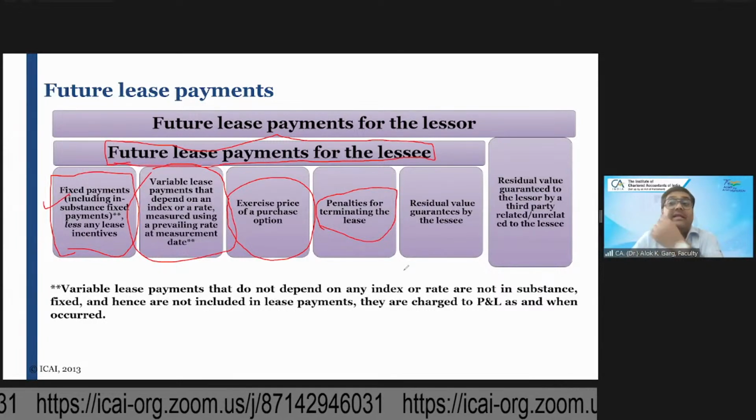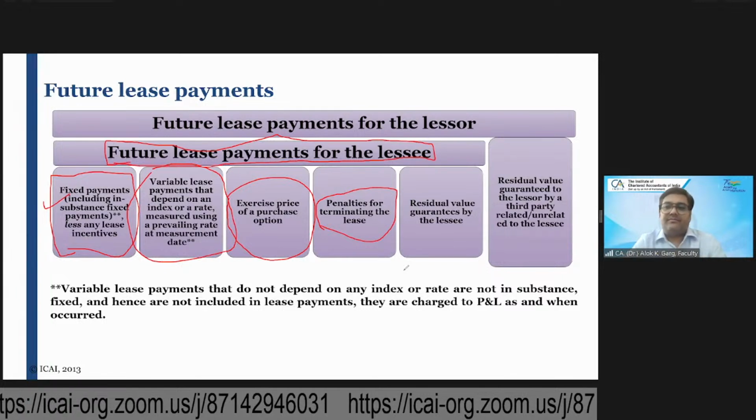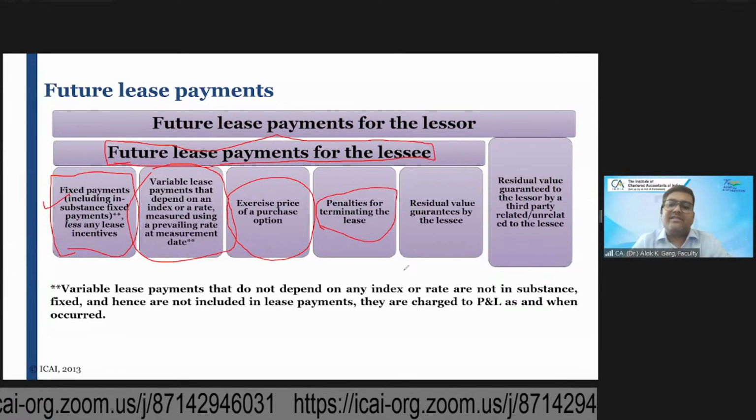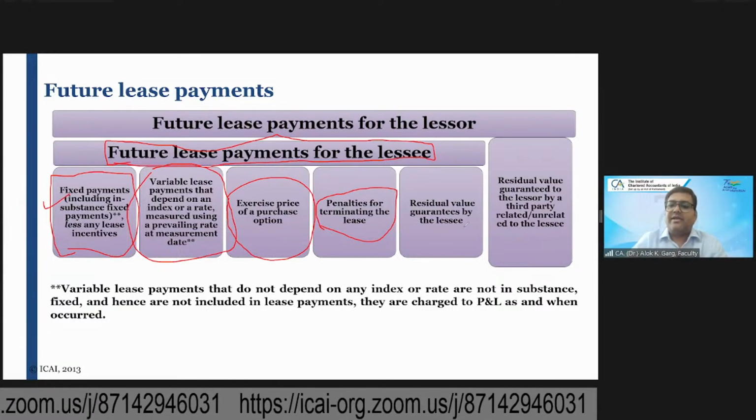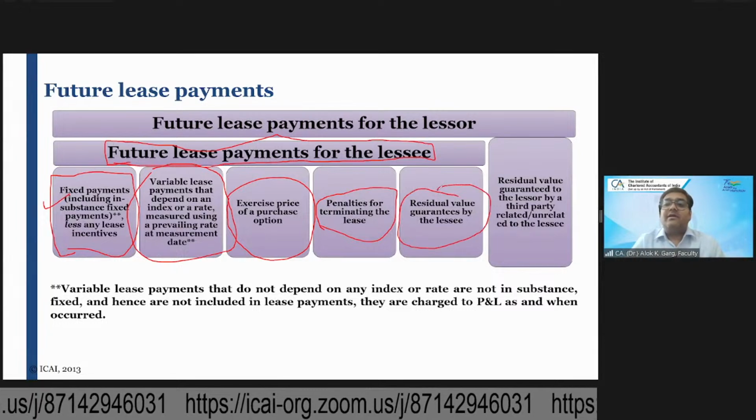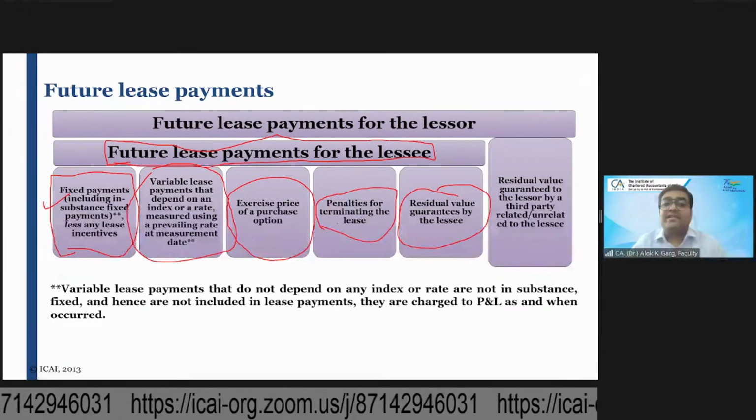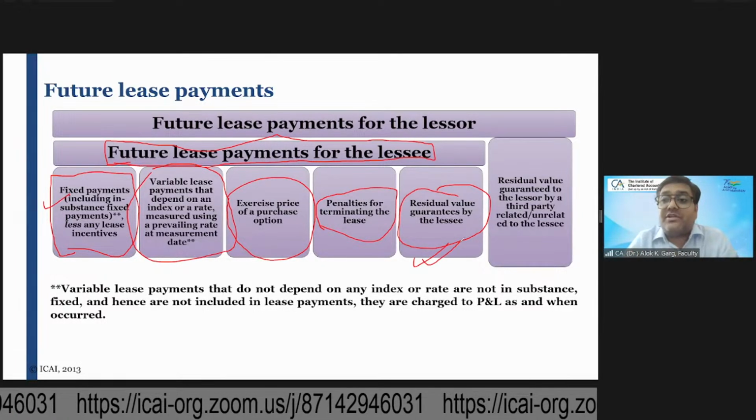Penalties for terminating the lease. If the lessee is reasonably certain that it will terminate, and if there is any termination penalty, the termination penalty is also required to be taken into consideration. Okay. Residual value guarantee given by the lessee. If the lessee has given any residual value guarantee, that is also taken into consideration for the computation of the lease payment.